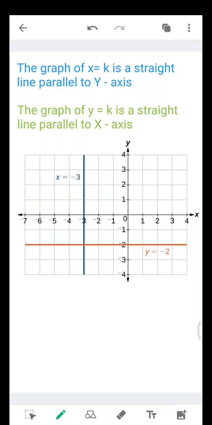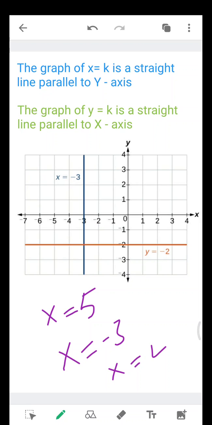The graph of x equals k is a straight line parallel to the y-axis. Whatever equations are of this form, k can be anything, k can be 5, or x equals minus 3, or x equals 2. Whatever the value of k, the graph of these type of equations will be parallel to the y-axis. x equals k will be parallel to the y-axis.